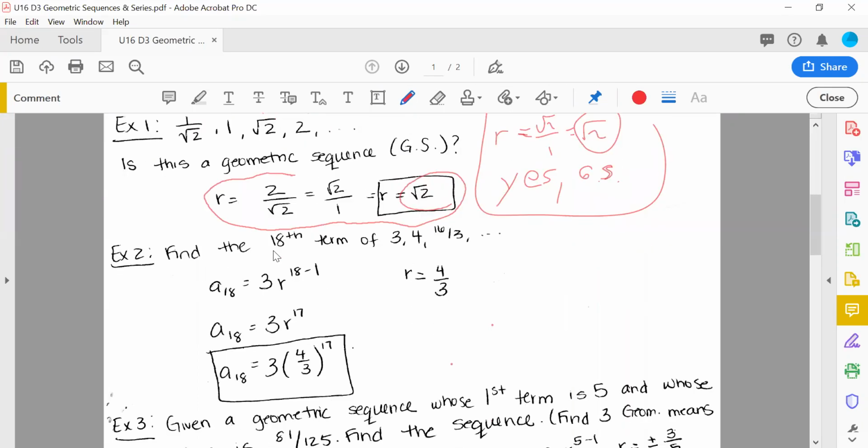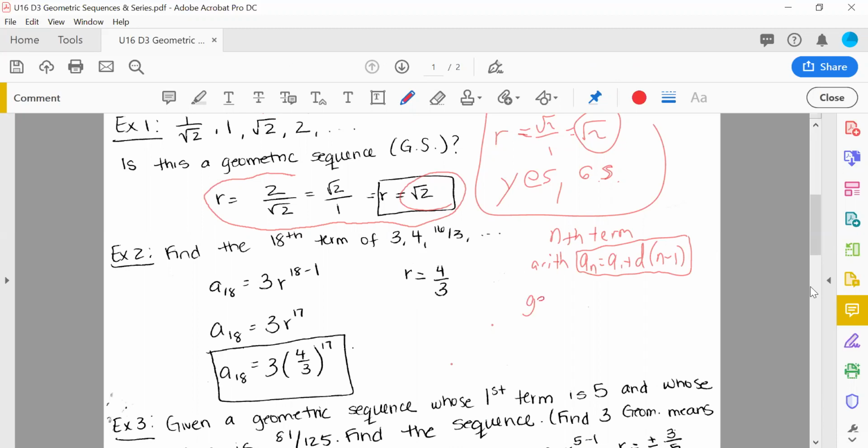Example 2, find the 18th term of this sequence. You can tell this is definitely not arithmetic. You're not adding the same thing each time. Just as a review, the nth term formula for arithmetic looked like this: a sub n equals a sub 1 plus d times n minus 1. Hopefully you recall that. That was 24 hours ago, 48 hours ago.